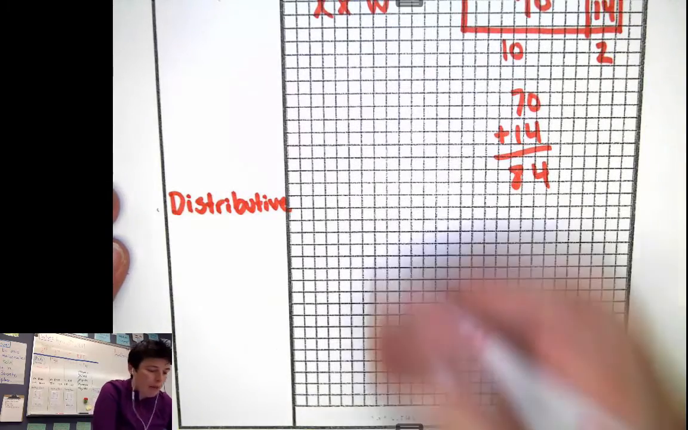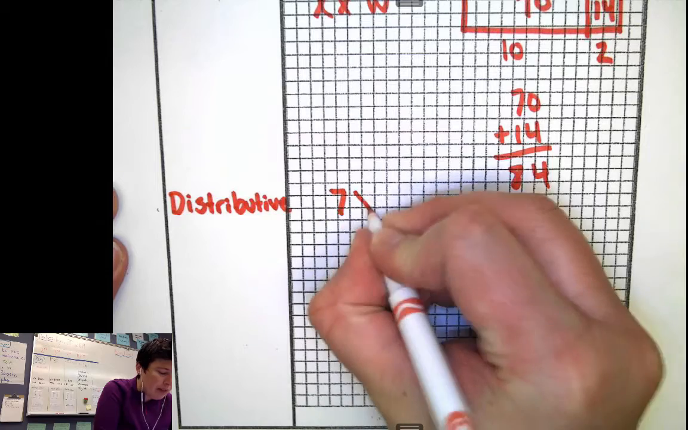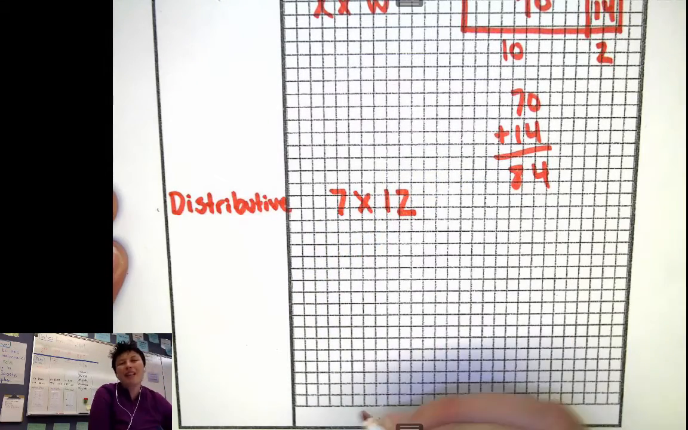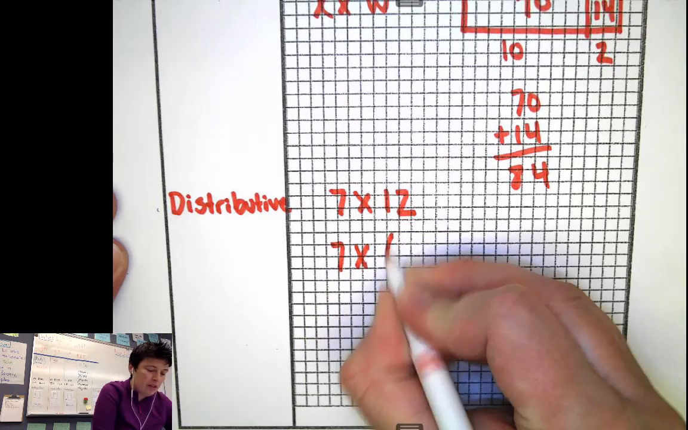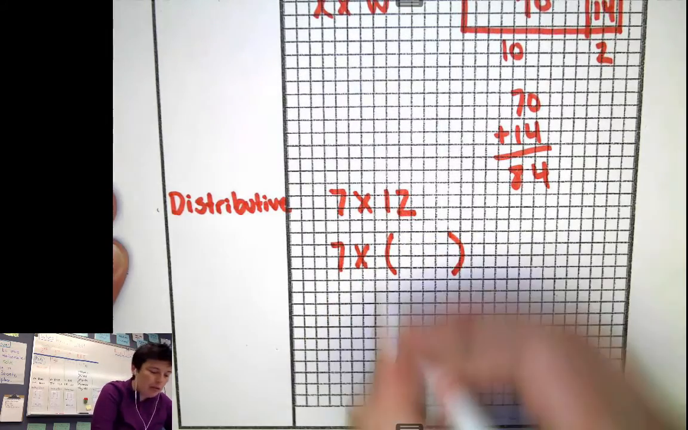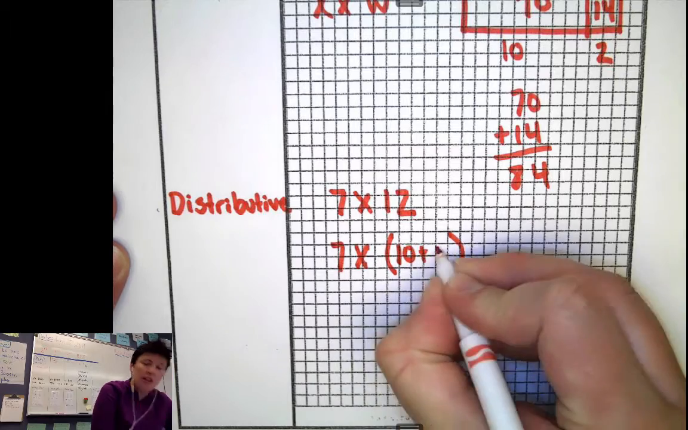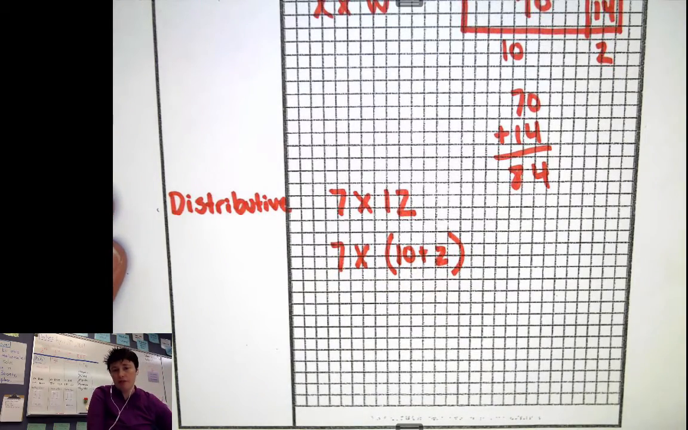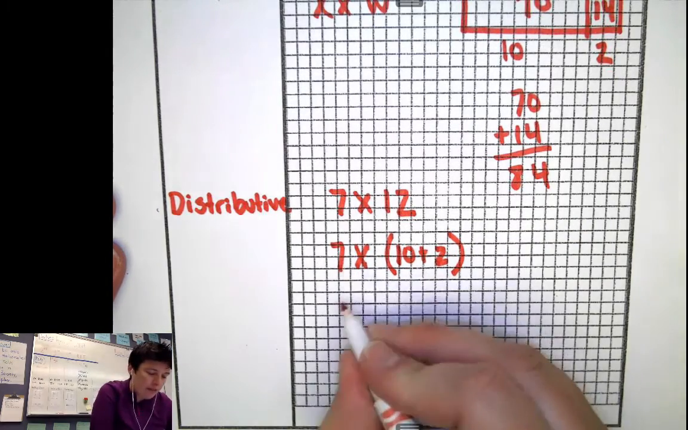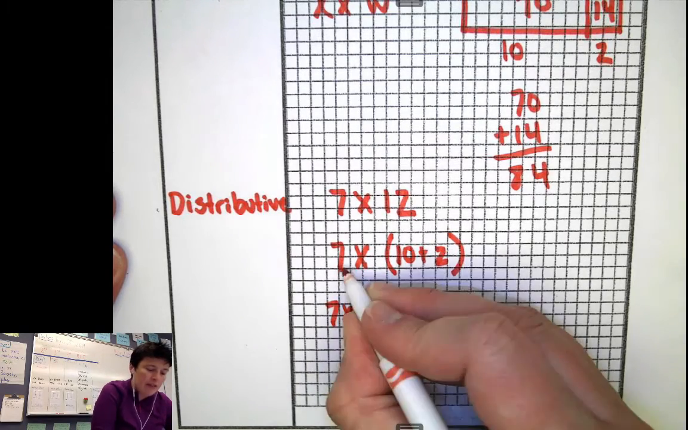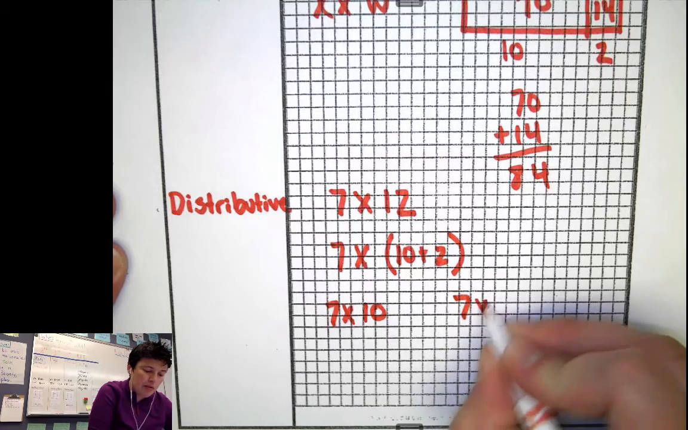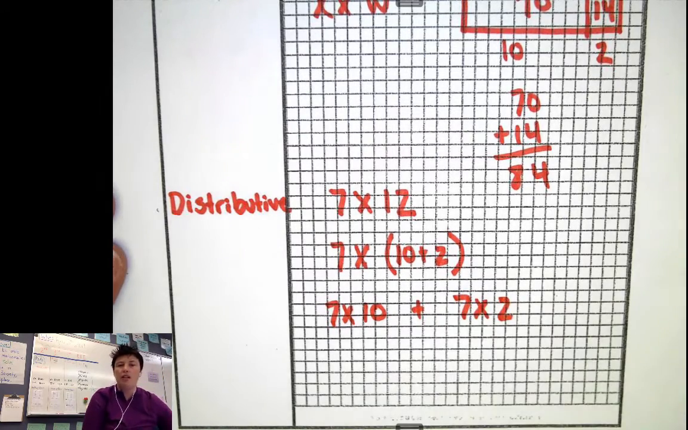I would have said, okay, I want to do 7 times 12. Well, that's kind of hard, so I'm going to break that up and say, well, I'm going to do 7, but instead of 12, I'm going to break it up into 10 plus 2. Because 10 plus 2 is really 12. Okay, well that means I have to figure out what is the 7 times the 10. And then I have to figure out what's the 7 times the 2. And then I add my answers together.